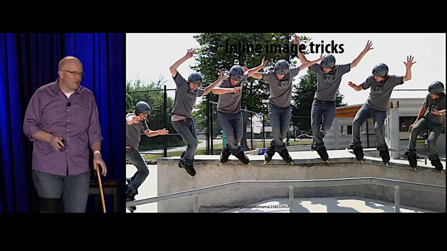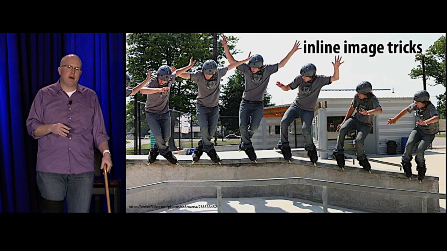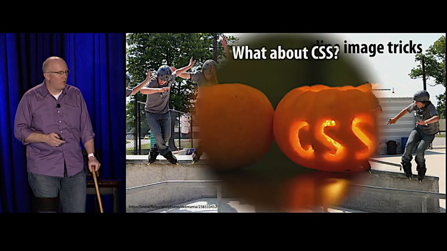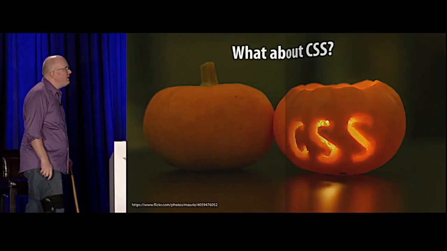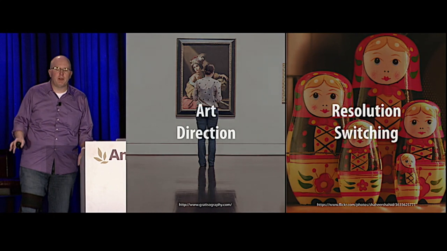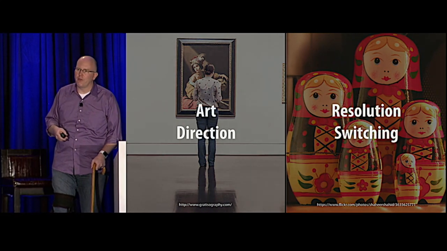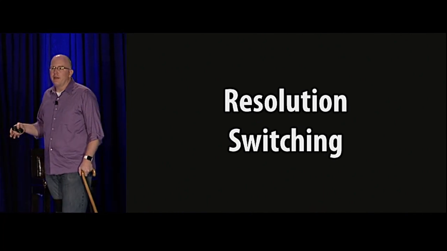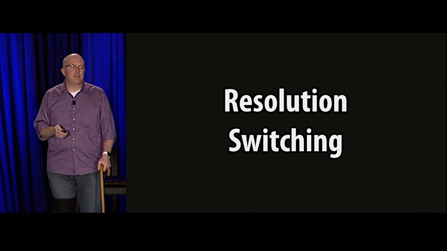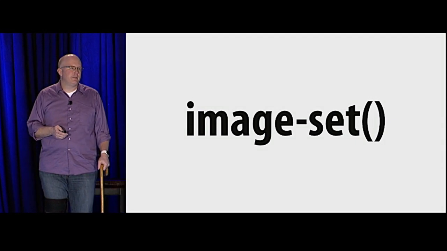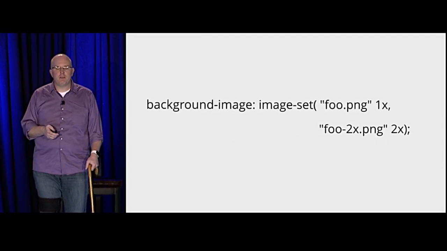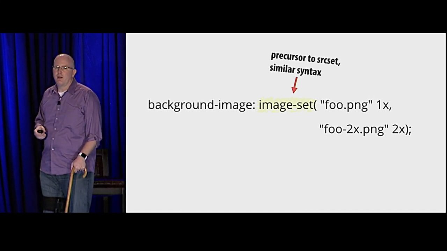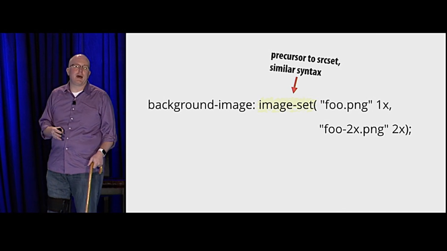So everything I've been talking about so far has been about inline HTML images, the image element itself, not CSS. So what do we do with CSS? Well, we need to ask very similar questions for CSS. Are we looking at art direction, or are we looking at resolution switching? And when it comes to resolution switching, there's actually a new property that we should use. It's called image-set. And it may look very familiar to you, and that's because it actually was a precursor to srcset. We had image-set defined before we had srcset defined.